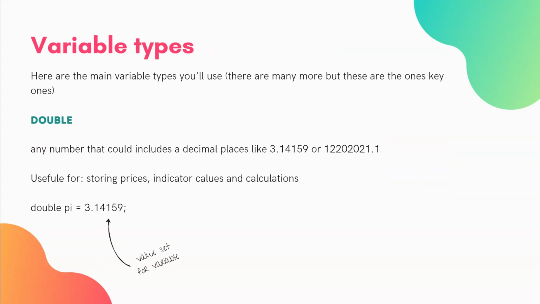Indicator values and calculations also often use double because they will have a decimal place and numbers after the decimal place. For instance, here we've set a variable up of the double type. We've called it pi, and we've set it to 3.14159, and then we've set the semicolon at the end. So we've got the type, we've given it a name, and we've also given it a value for the computer to store in that box.